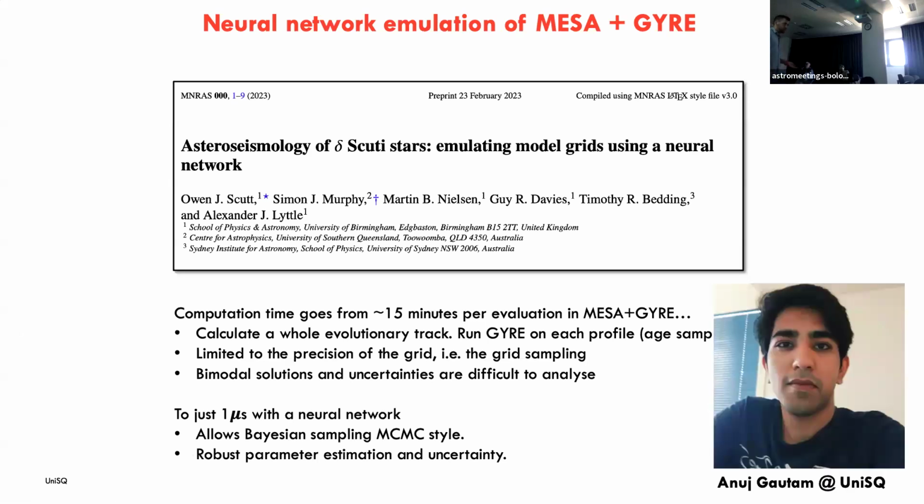And I'd also like to mention Anuj Gotham here. He's a student of mine at USU. He is working on the next generation of this model grid where we include rotation. So he's taking this grid from 200,000 models to 20 million models, and is including rotation, but is also estimating systematic uncertainties like the effect of different core overshooting or mixing lengths or things like that in models.